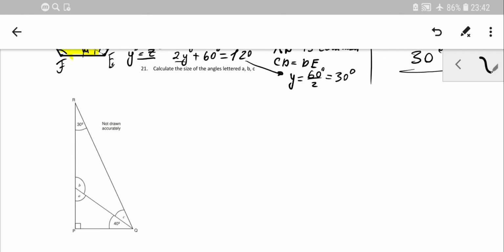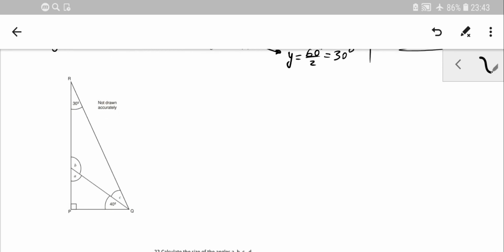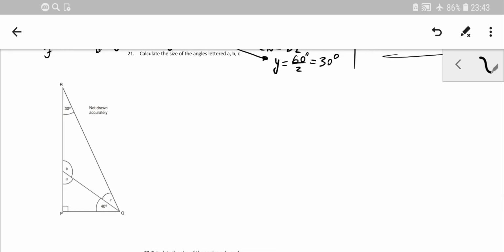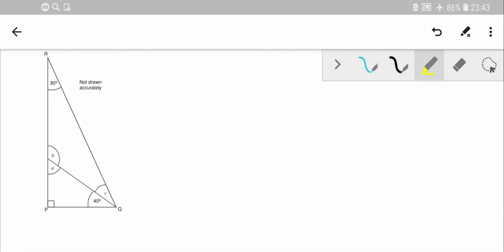Okay, so we have a triangle and we need to calculate the size of angles A, B, and C. All right, so let's see, we have 30 degrees. So we need to find all the angles marked with letters. So let's consider at first A and B. What do we know about them? So let's write several equations that are really helpful for us.